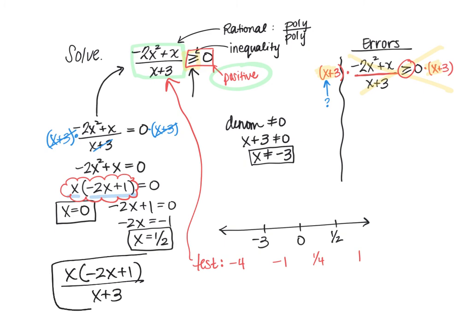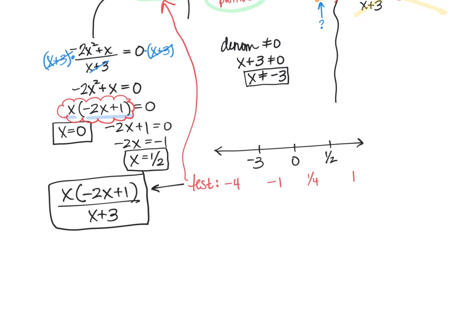So this is the expression that I'm going to use for my testing. If I am going to test negative 4, I'm substituting in negative 4 for x. So I would have negative 4, and then I'm substituting negative 4 in for x here as well. So negative 2 times negative 4 is positive 8. Positive 8 plus 1 is 9.